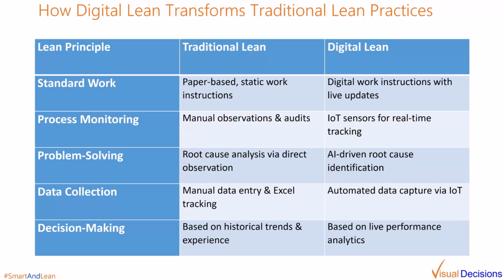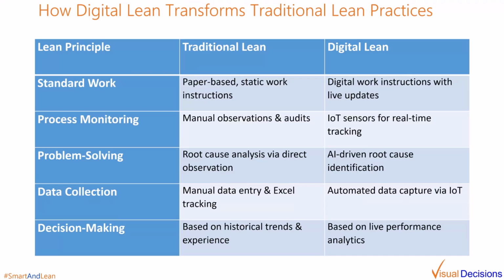Now, if we look at digital lean and compare it to traditional lean practices, it doesn't really replace lean, it builds on lean, it evolves it by introducing Industry 4.0 technologies and smart manufacturing to make lean practices faster, more accurate, and more scalable. So, if we look at a quick comparison of traditional lean versus digital lean, we replace paper-based static work instructions with digital work instructions. We replace manual observations and audits with IoT sensors and video analytics.